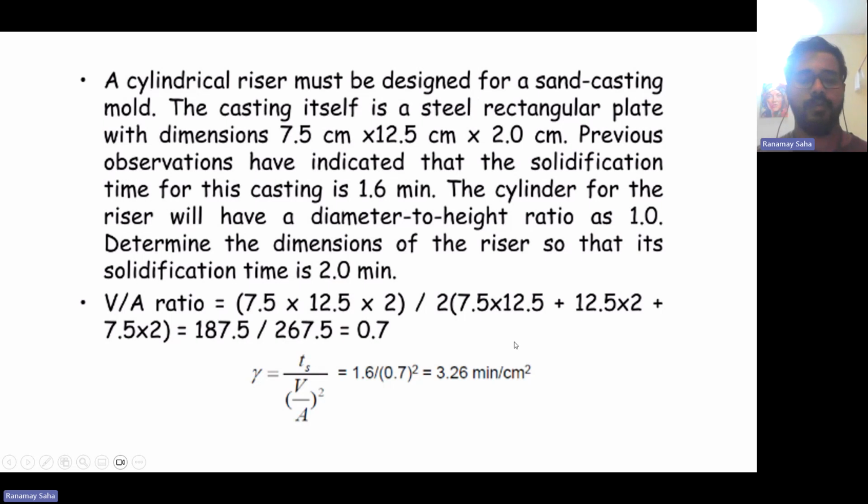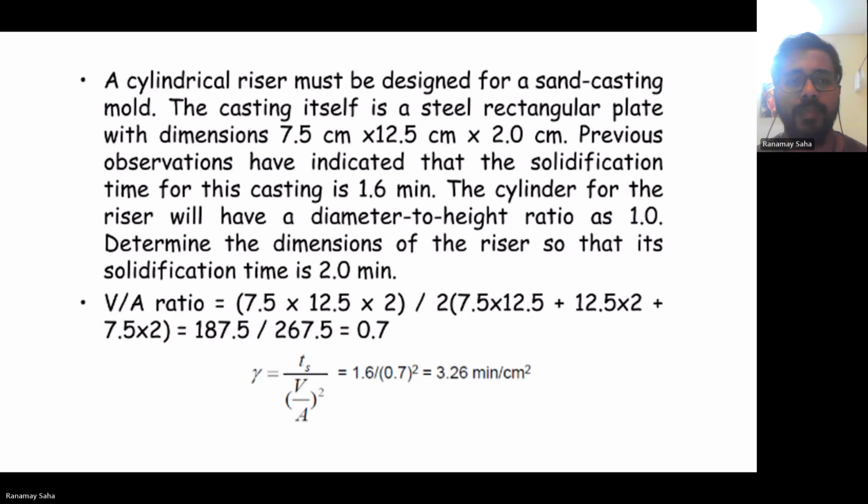So if you have got that, let us proceed with one final part of today's session that is related to cylindrical riser designs. When we started today's session, we had seen one MCQ problem related to Keynes relation. Now this is one way of designing risers. Then we have Chvorinov's principle, and we have the modulus method of designing risers.